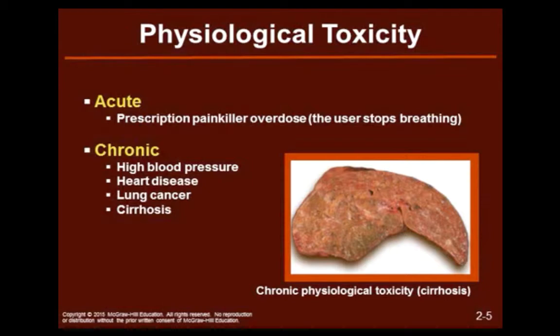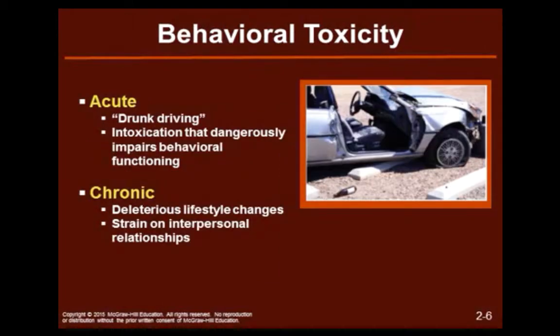Now, when we talk about behavioral toxicity, these consequences can also be acute or chronic. If we think about the example of alcohol consumption, one acute behavioral toxicity from alcohol consumption might be DUI, or a car accident caused from driving under the influence. So this dangerously impairs your behavioral functioning, but it's happening in the moment. It has to do with you consuming the alcohol at that particular moment in time.